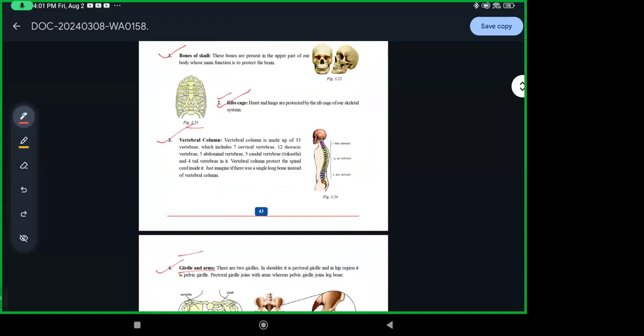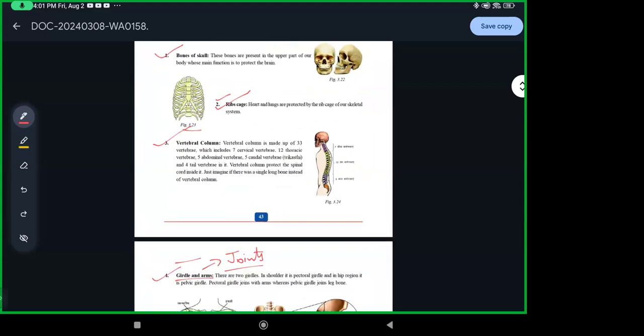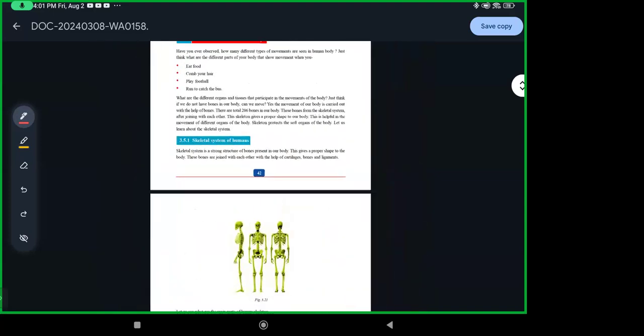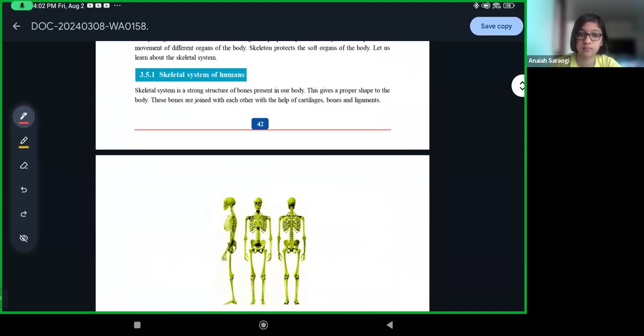If you've written joints, I have given marks in that also, because girdle and arms are joints only. This I have considered as your joints and I have given marks. You also had to mention rib cage, vertebral column, bones of the skull, all of that.